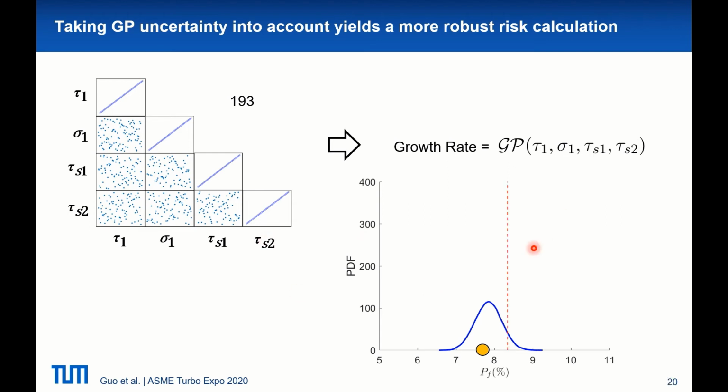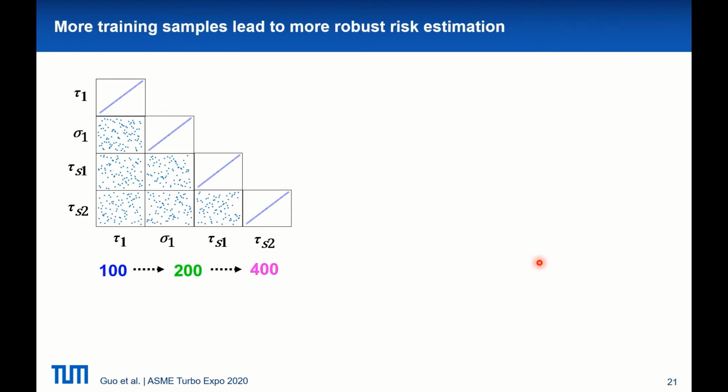So here is the reference result. We can see that by taking into account the GP model uncertainty, even though the mean prediction is not exactly correct, its distribution still covers the truth. Therefore, this PDF is much more informative than this point estimation since it gives us a sense of how accurate our estimation is.